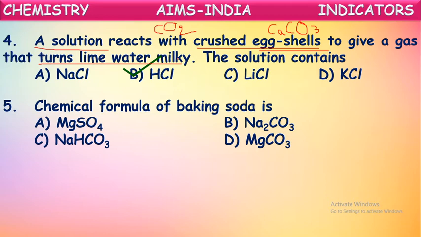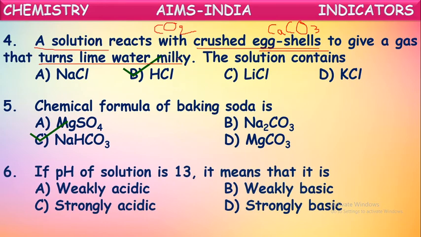Its formula is NaHCO3. Baking soda is chemically sodium hydrogen carbonate or sodium bicarbonate. Its formula is NaHCO3. Okay, next question. If the pH of a solution is 13, it means it is... What does it mean, pH 13?